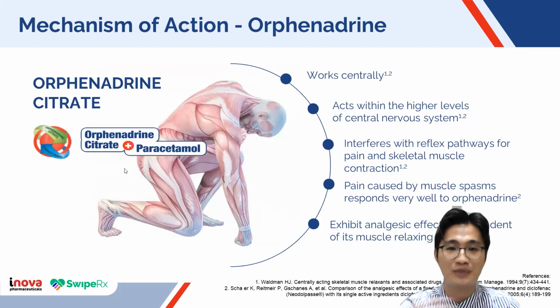Orphenadrine citrate, how it works. It actually works centrally and acts within the higher level of the central nervous system. It interferes with the reflex pathway for pain and skeletal muscle contraction. And the pain caused by muscle spasm actually responds very well when you give orphenadrine. It also exhibits an analgesic effect besides its muscle relaxing properties.